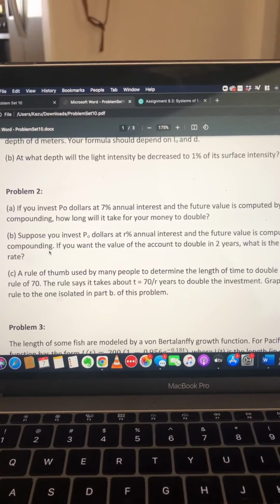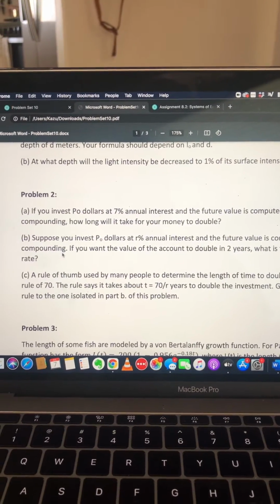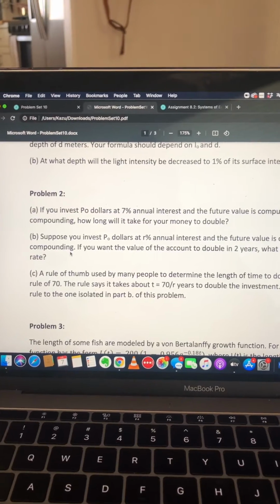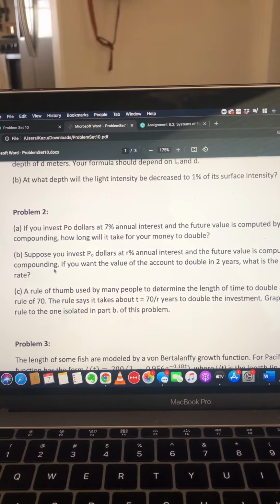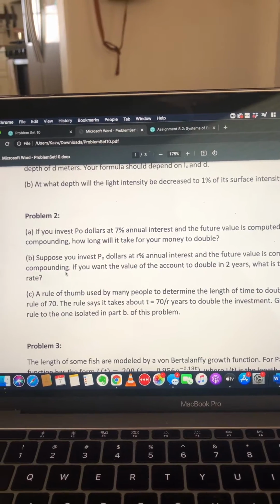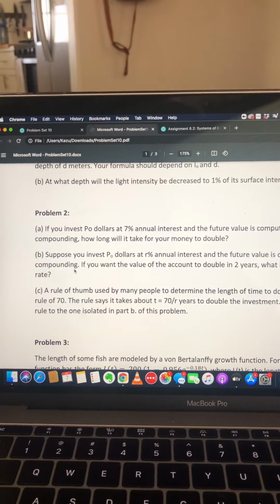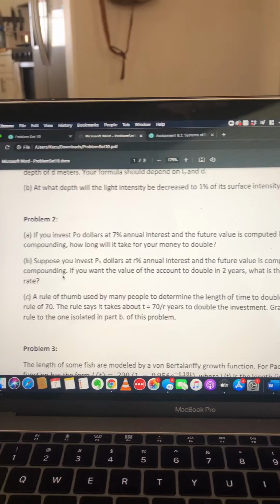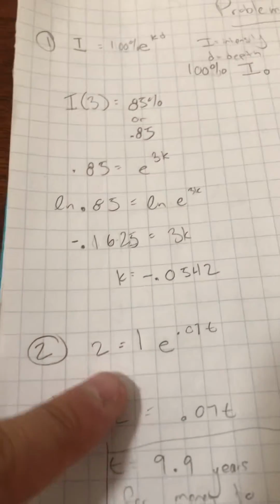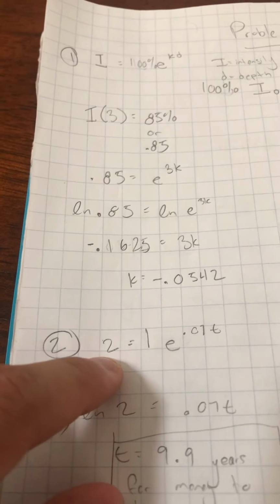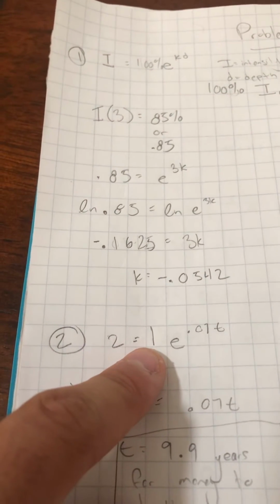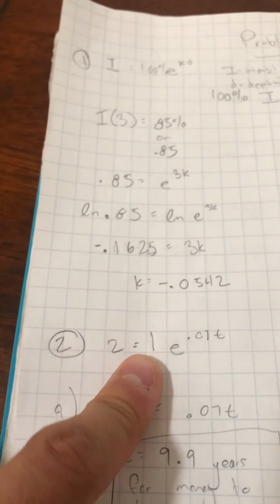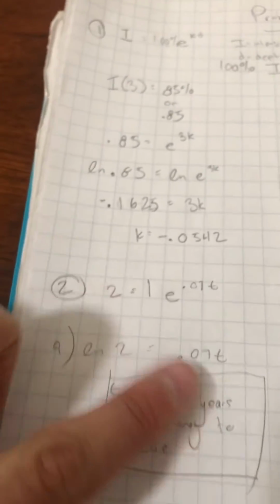Problem 2 Part A asks: if you invest P sub 0 at 7% annual interest and the future value is computed by continuous compounding, how long will it take for your money to double? To solve this problem, all we have to do is use the continuous compounding formula and sub in a value of 2 for the final value and a value of 1 for P sub 0.